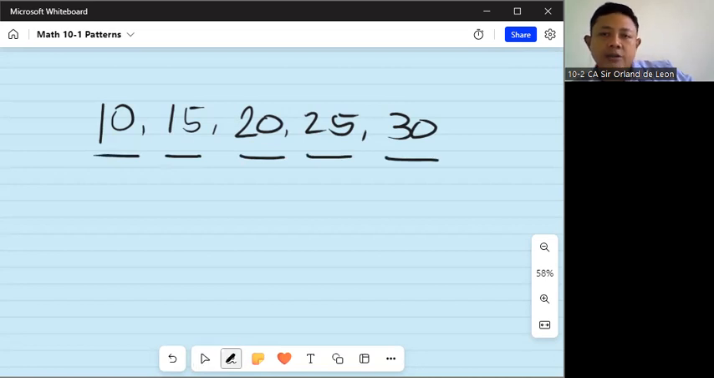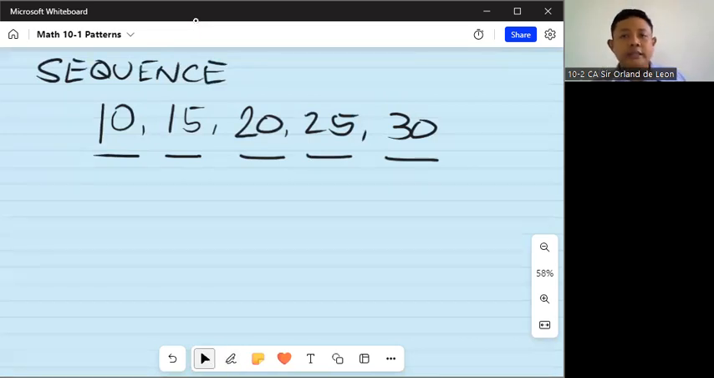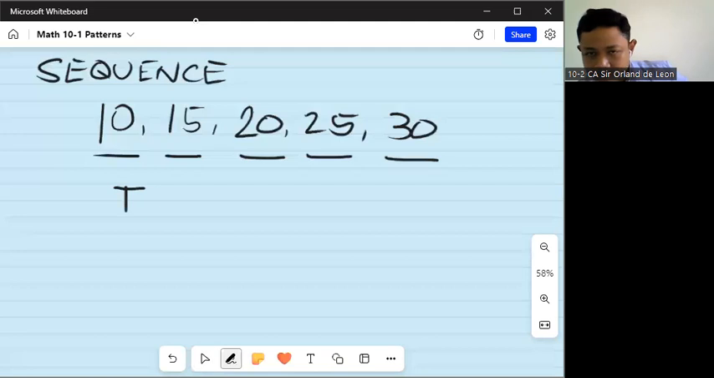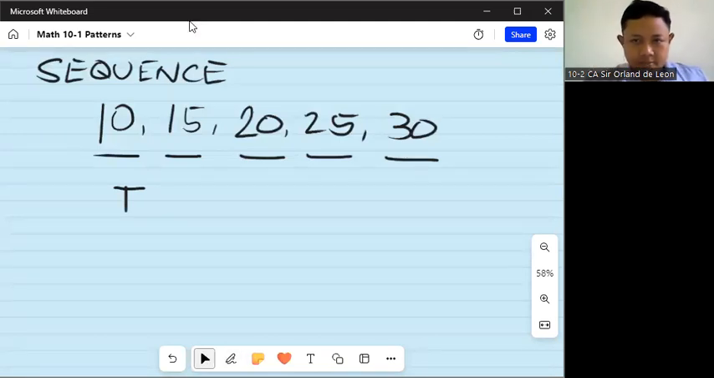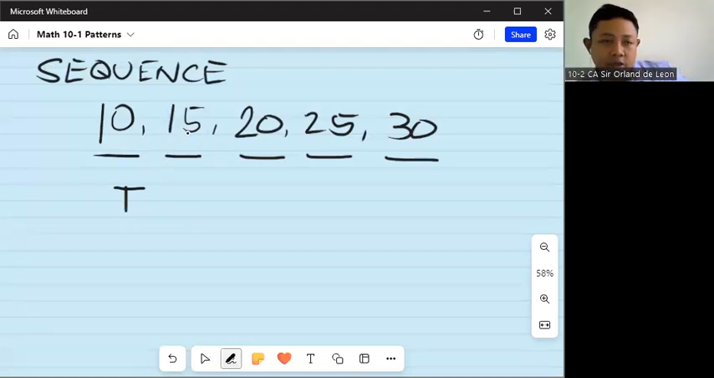Now, please know that when we are talking about the sequence, we are now talking about a sequence, because we already showed a certain order, a certain arrangement for this sequence. So, sequence na ang pinag-uusapan natin dito. So, each number in the sequence is called, anyone who knows the answer, it starts with letter T. Yes, Ivan. Terms po. Very good. Correct. Each number in the sequence is called a term.